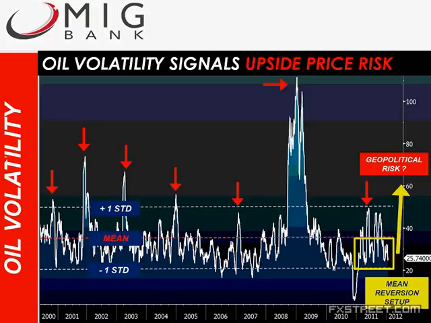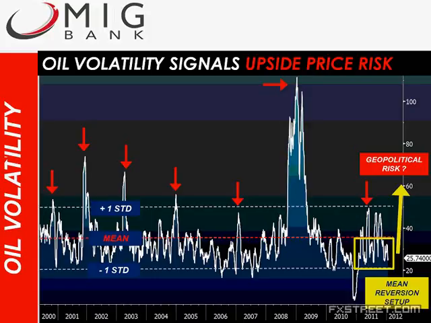Okay, so is everyone okay with this chart? It's just a statistical chart showing you oil's volatility on a historic basis, and it shows that oil tends to spike on a regular basis. Cyclically, there's a rhythm to these spikes in oil. They tend to deviate up to +1 to +2 standard deviations, and currently oil's volatility is below the historical 10-year average, and so that might open up a growing probability of a mean reversion setup over the next few months.